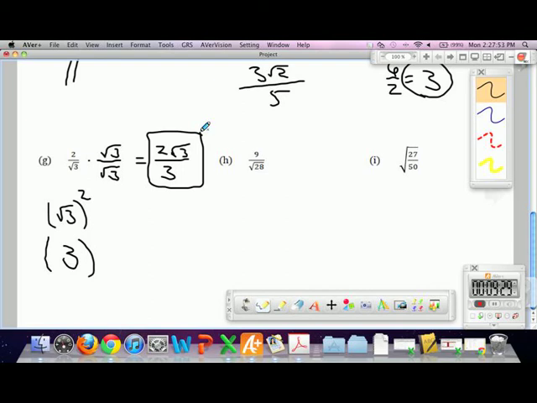Nine over root 28. Let's make life easiest for ourselves and start by simplifying this if at all possible before we try to do this trick. So can we simplify root of 28? Is there a perfect square that goes into 28? Yeah, 4 does. So this could be written as 9 over the square root of 4 times 7. 4 times 7 is 28. And what does this simplify to?